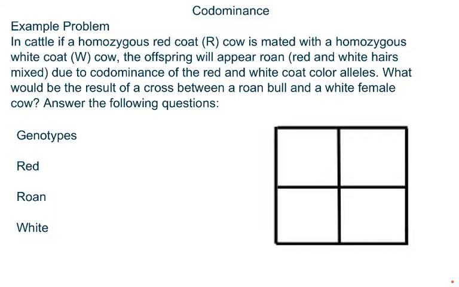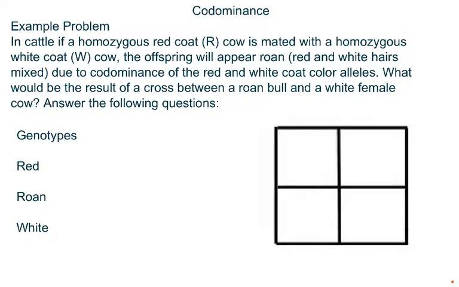This tutorial is going to go over codominance problems. So remember with codominance, both alleles are actually dominant. Therefore, in the heterozygous form, you're going to see both traits come up. In this example, they're talking about cattle. So in the heterozygous form, you're going to see red and white together. It's called roan. So here's the example problem.